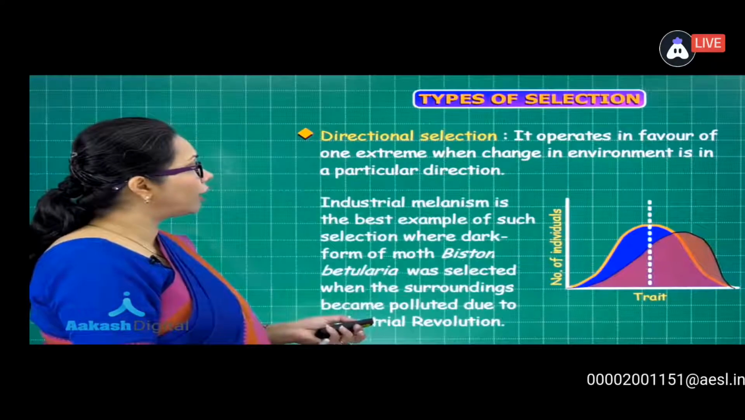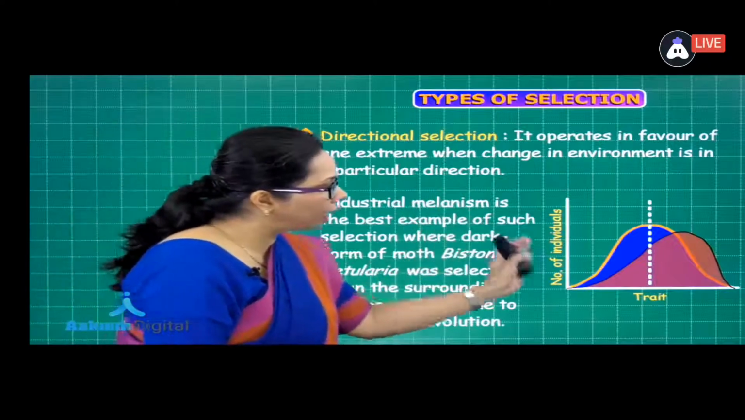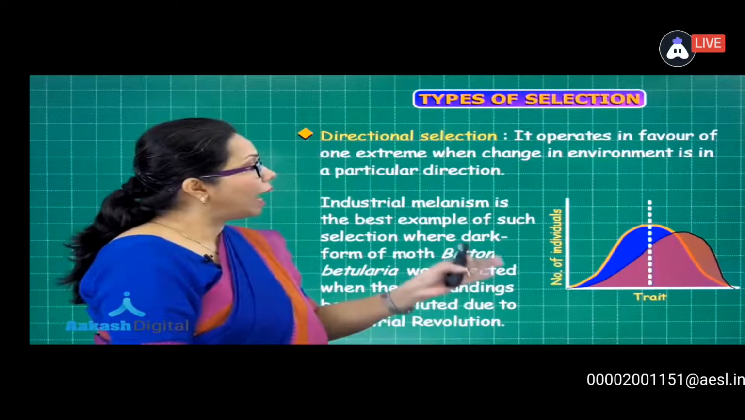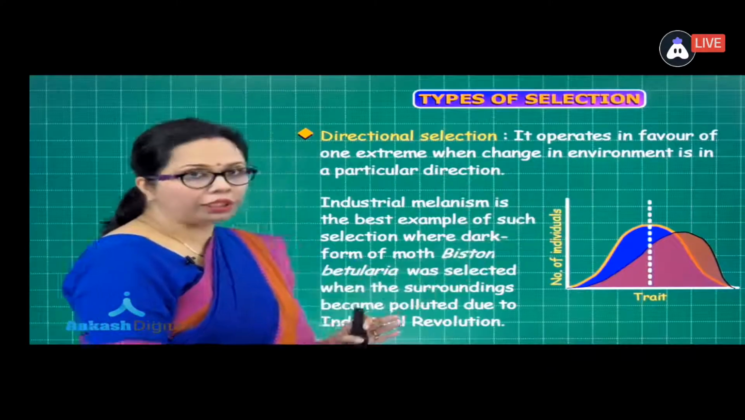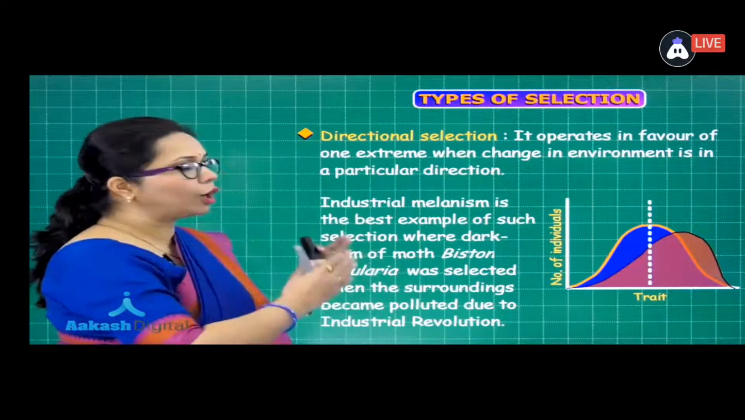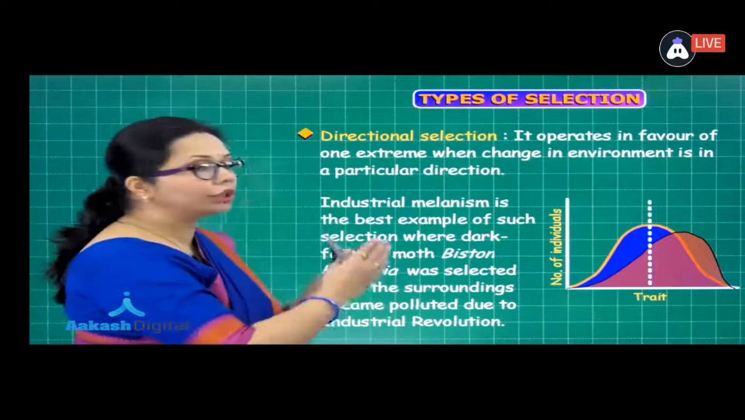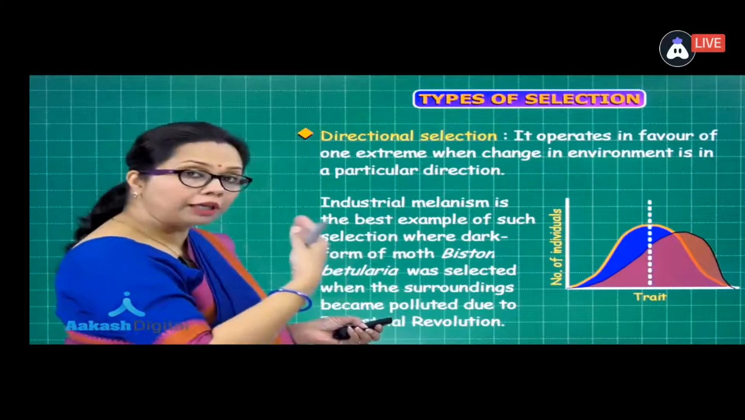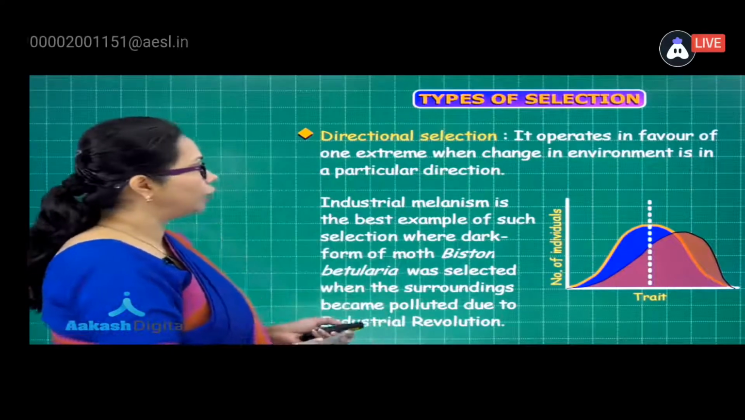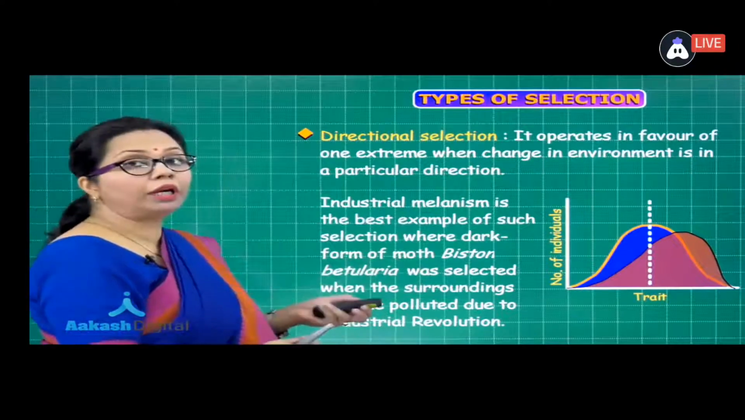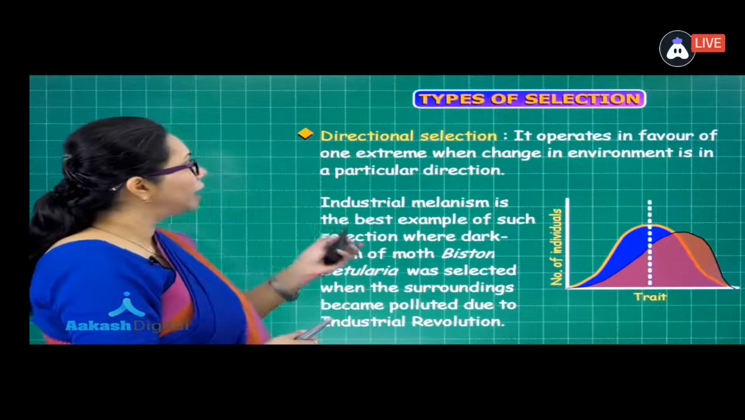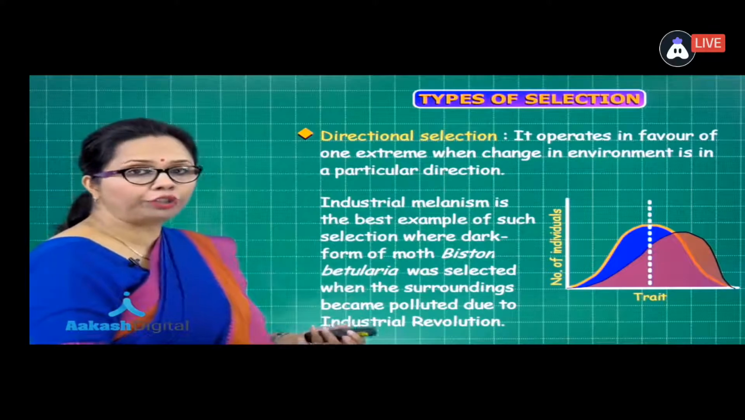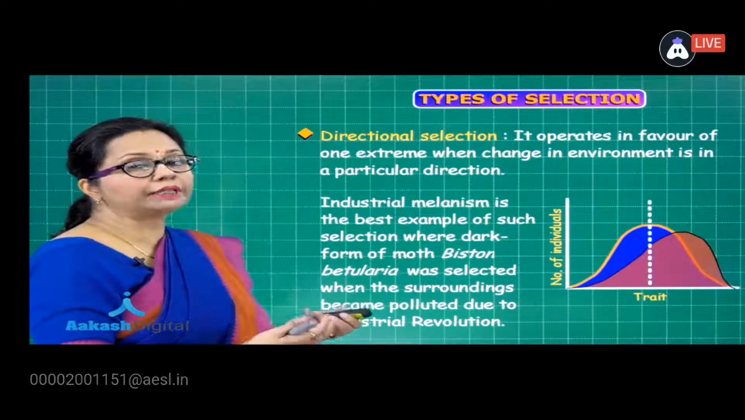And as a result, what happens? This entire graph will shift to one side. And now there would be a new mean. So the population will acquire a character which is other than the mean value. So it is some other value but not the mean value. And one of the best examples in favor of directional selection is industrial melanism, where we had seen that with the increase of pollution, the dark moths were being selected.